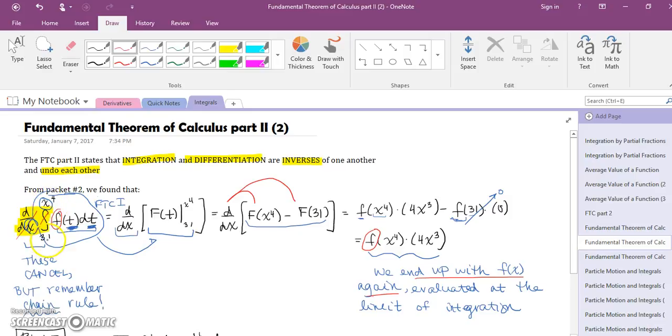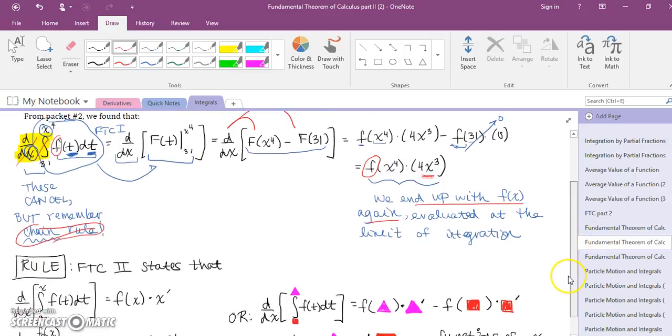The limit of integration that doesn't have a variable, it's just a constant, that will zero out by the chain rule. So chain rule is key here. So you evaluate at the upper limit of integration if it's a variable. It could be the lower limit. We'll do one in a minute like that. And you must remember the chain rule. You multiply by the derivative of the inside.